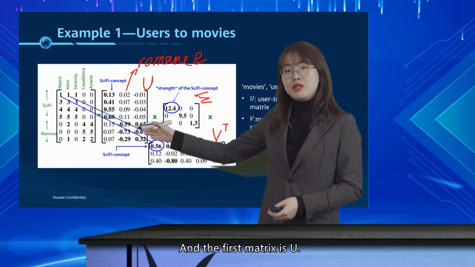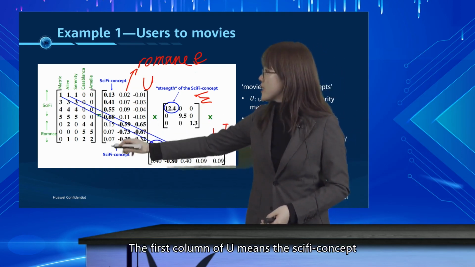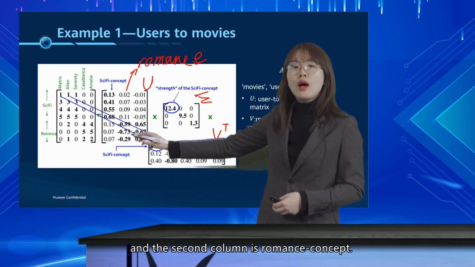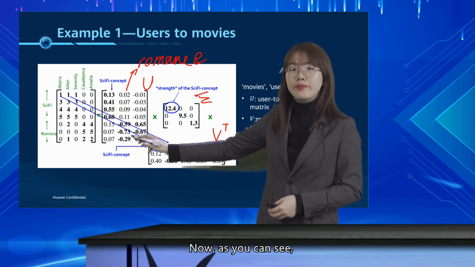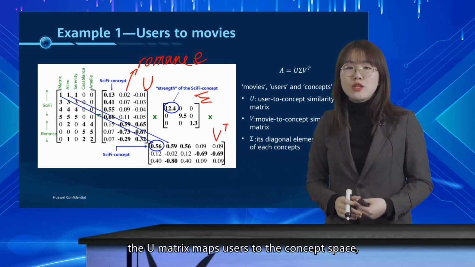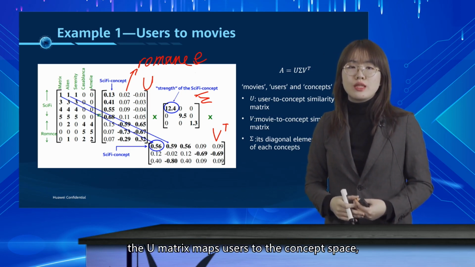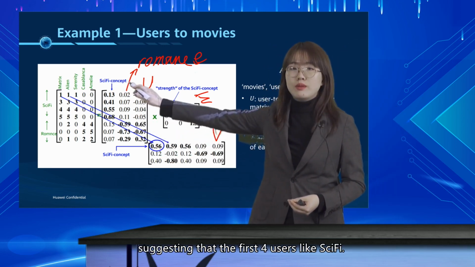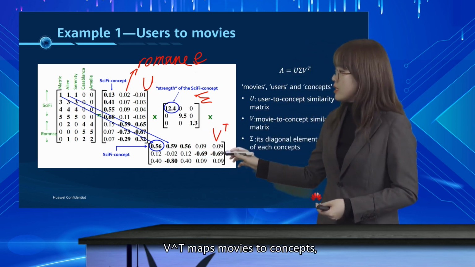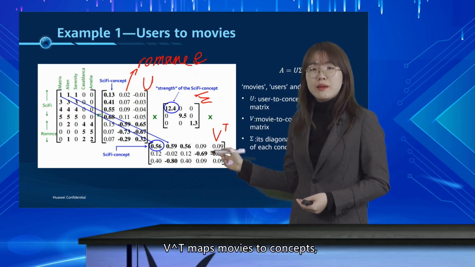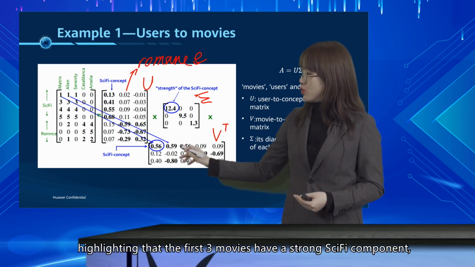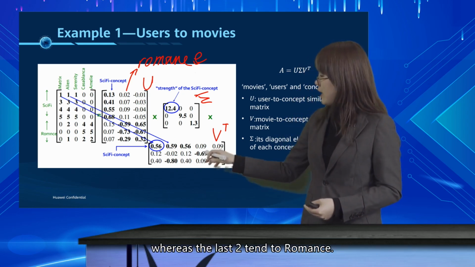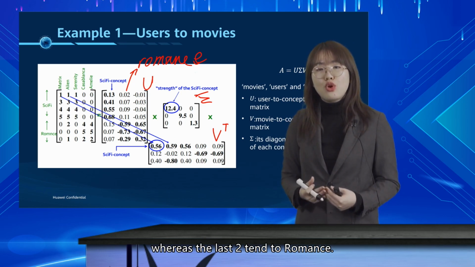And the first matrix is U. The first column of U means the sci-fi concept, and the second column of U is the romance concept. Now, as you can see, the U matrix maps users to the concept space. The first four users like the sci-fi concept. On the contrary, V transpose maps movies to concepts, highlighting that the first three movies have a strong sci-fi component, whereas the last two tend to romance.